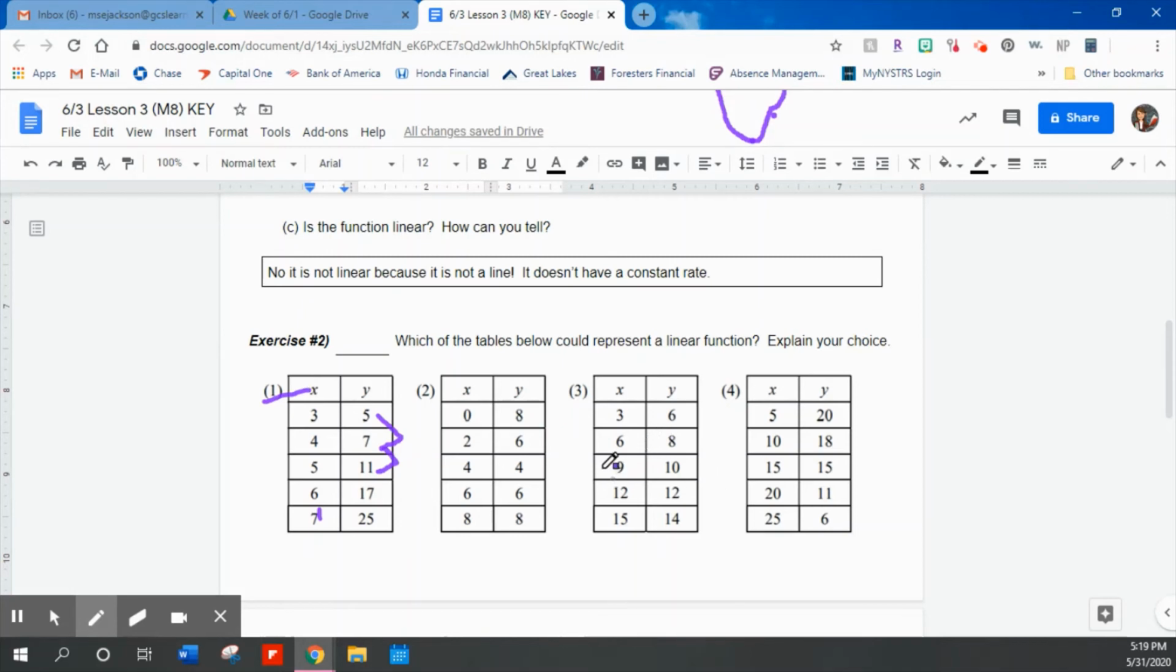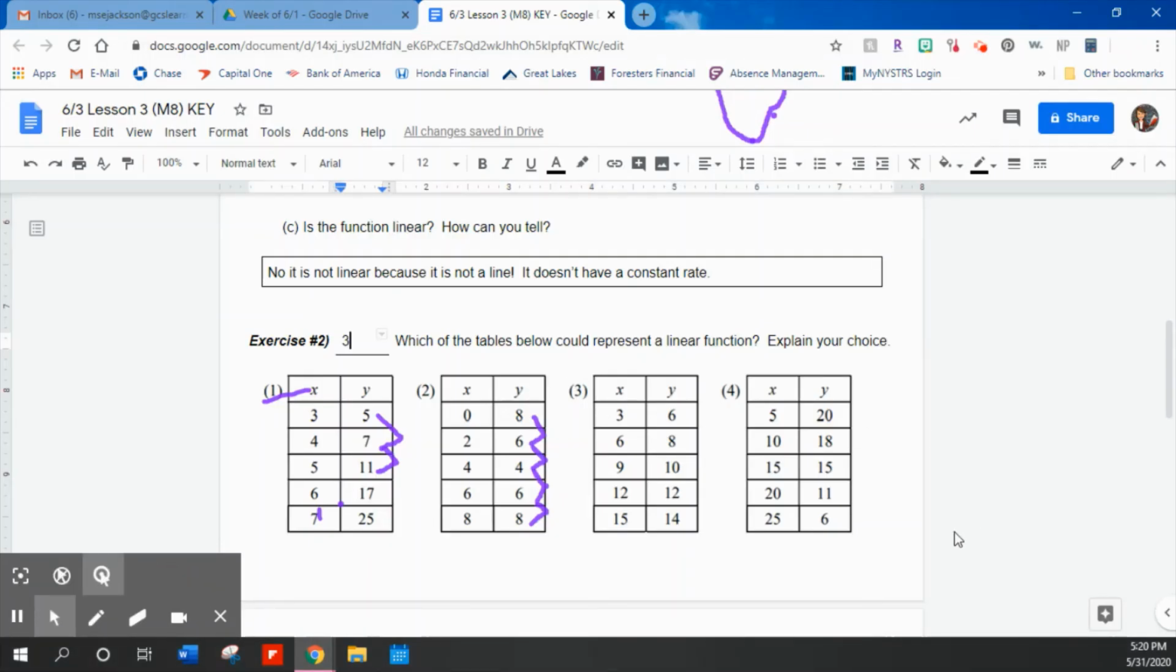Let's take a look at number 2. We've got, first of all, check our x values. They seem to be increasing at the same rate. So 8 to 6, we're subtracting 2. 6 to 4, we're subtracting 2, looking good so far, except now we're adding 2. So that no longer works. All right, I want you to pause the video and try to decipher if 3 or 4 is going to be our linear function.